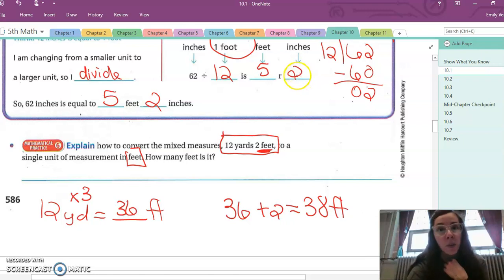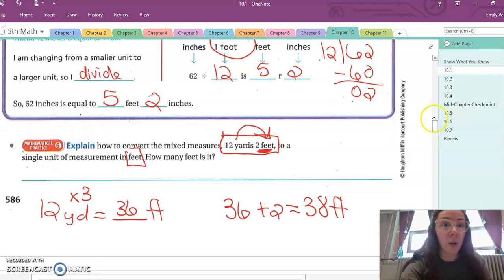There's not enough to make another whole big unit. 2 inches isn't enough to make another foot. You need 12 inches to make a foot. Same thing here. 2 feet's not enough to make 1 yard. You need 3 feet to do that. So it's usually easier to put all of it into the smaller unit. Okay, hang on to that in your brains for later.